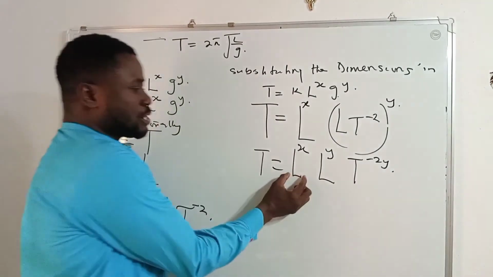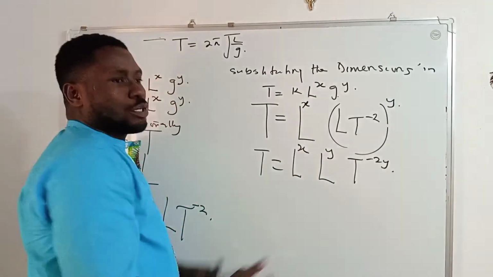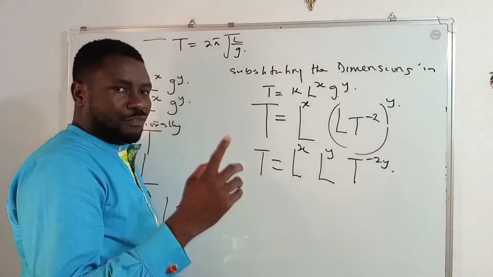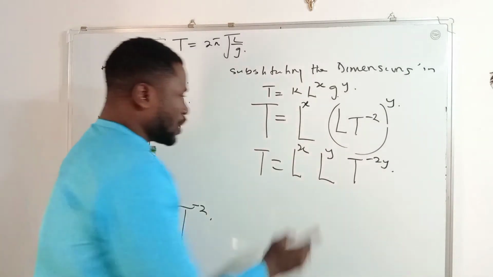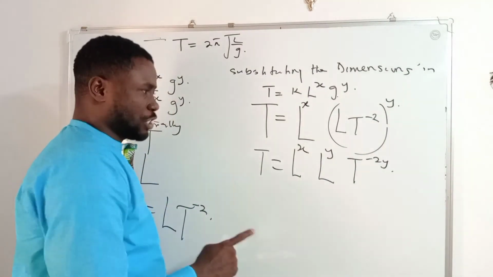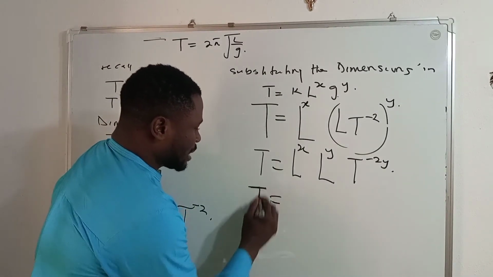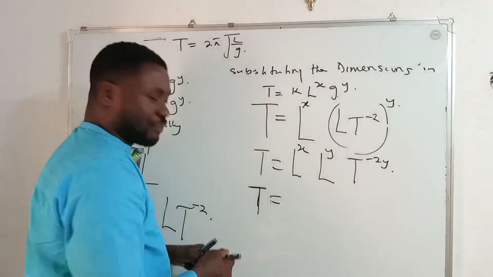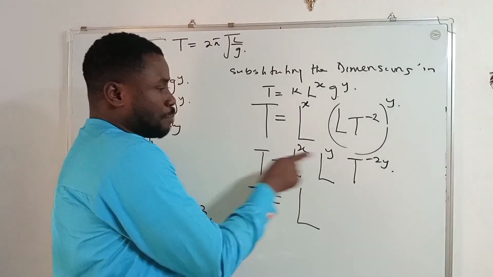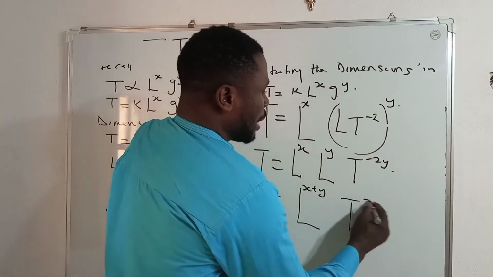Now, but again, you see there is L raised to power X, there is L raised to power Y. It's possible for us to bring them together. But how do we do that? We will recall the first law of indices, that says if two indices are separated by a multiplication sign, you will take one. So we're going to say capital T, which of course is the dimension at the left-hand side, is equal to L. We take only one of the L's, and then the powers are added together. So this will be X plus Y, and then T minus 2Y.